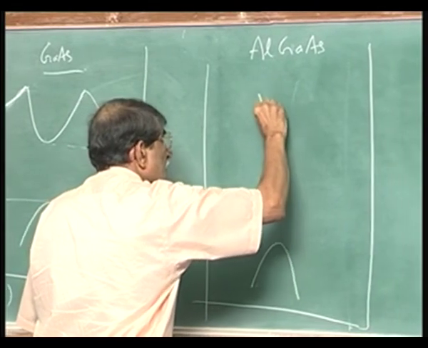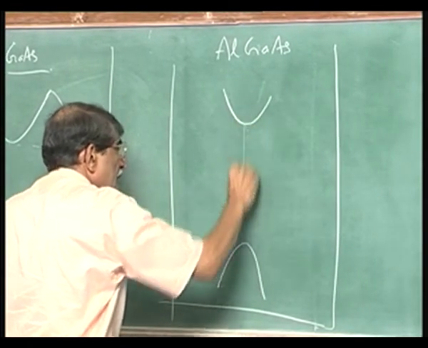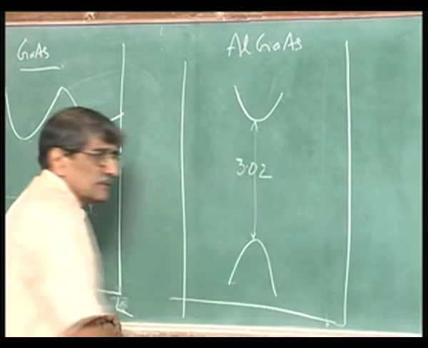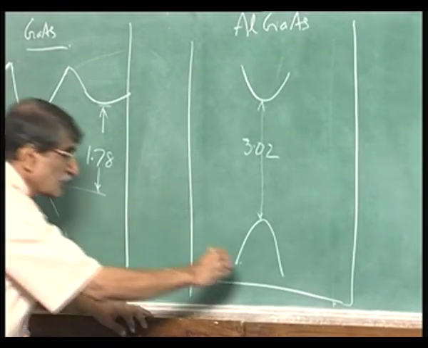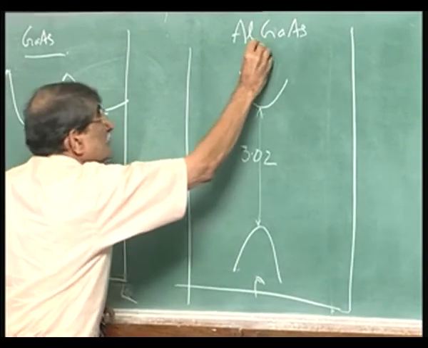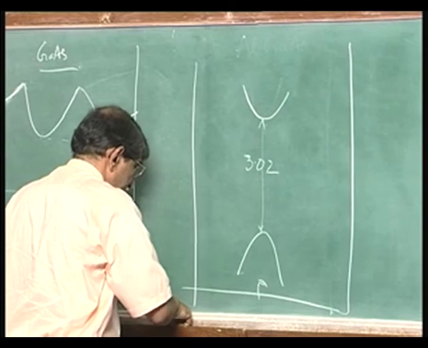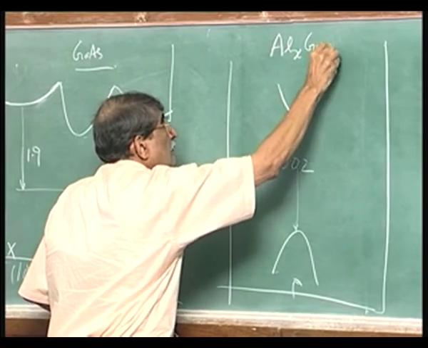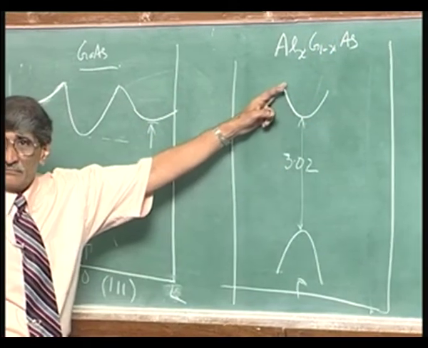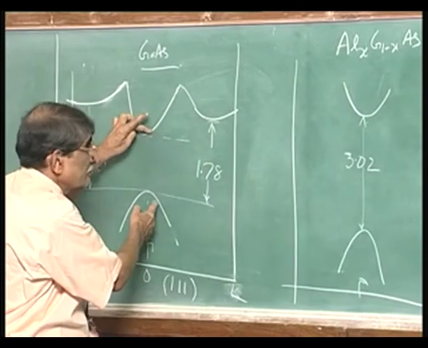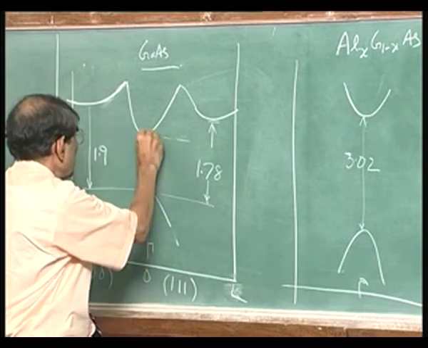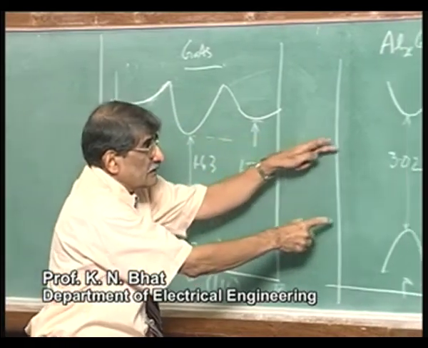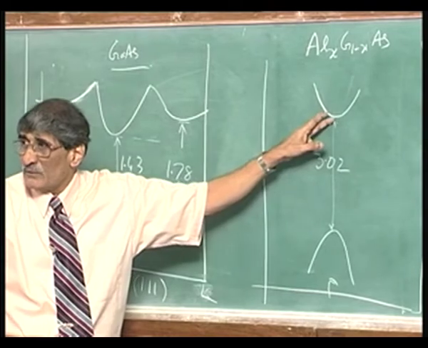So, you will have that one, about 3.02 or so, slightly more than 3 electron volts. So, this will be the tau. So, if you vary this mole fraction x, this will vary from 1.43, it will keep on varying to that. That is the meaning of that line tau that we have drawn there.